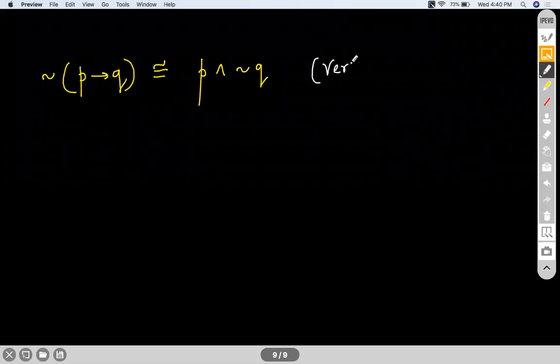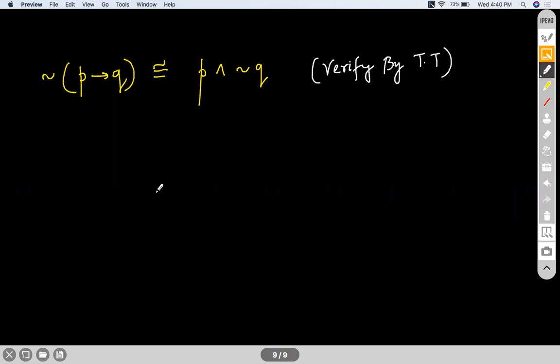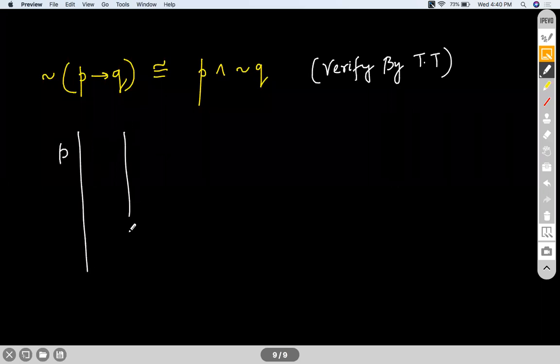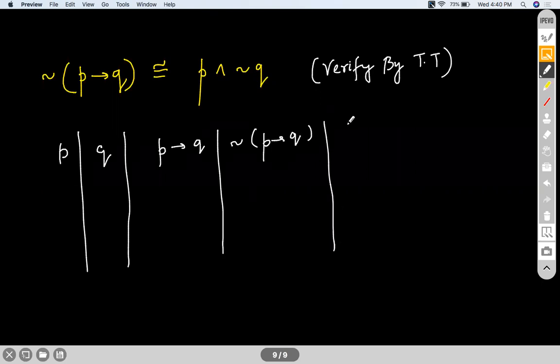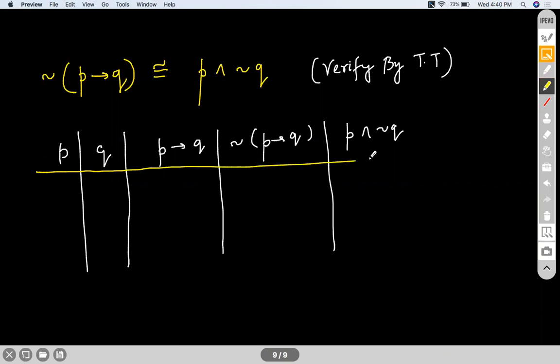Okay. Let's verify this. P, Q, P implies Q, negation of P implies Q, and P and not Q. So let's say true, true. What will this be? True. Good husband. What is this? False. What is P and not Q? Not Q is false, right? Correct? Yes, sir. So far, false, same. Now let's see true, false.